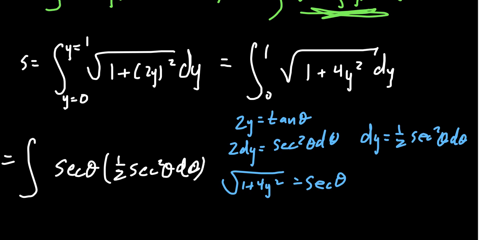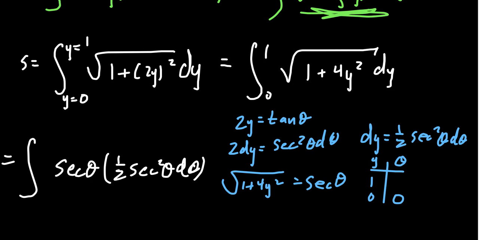If we change the bounds as y ranges from 0 to 1, what are the corresponding theta values? We'll plug into this equation right here. When y equals 0, the left-hand side becomes 0, so we get tangent of theta equals 0. The arctangent of 0 gives us a 0. So that's nice right there.